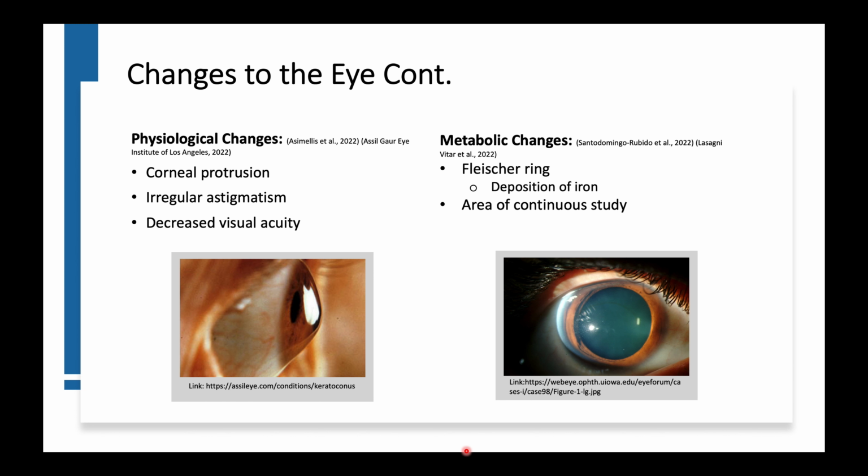The photo in the bottom right corner was taken using a slit lamp and shows the iron deposits that have formed a Fleischer ring. Researchers suggest there may be a link to mineral or nutritional deficiency caused by the disease, but hopefully this is something we will have a better understanding of in the future as researchers continue to learn more about metabolic changes related to keratoconus.